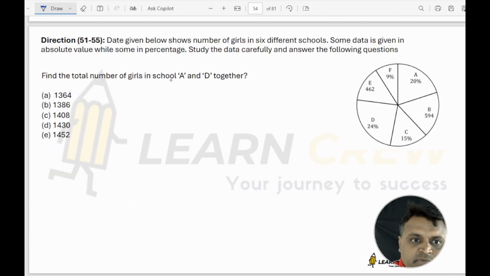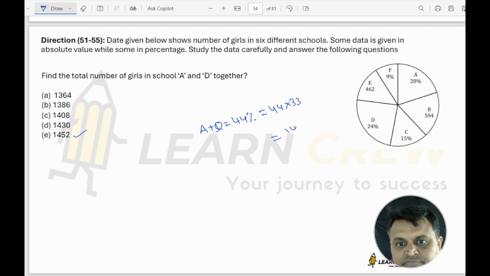Next, find the total number of girls in A and D together. A is 20%, D is 24%. A and D, 20 plus 24. How much? 44%. So 44% would be how much? 44 into 33 means it is 1320. 1320 plus 132. So answer must end with 2. So it is 1452.